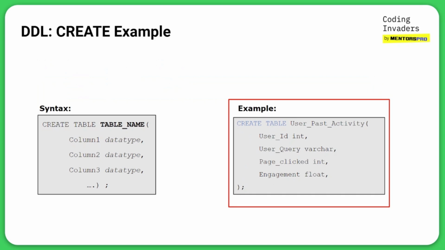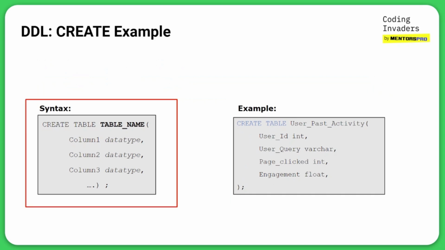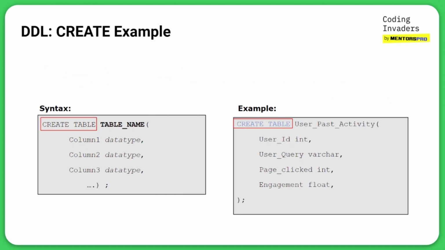Here we have an example to create a table, and on the left we have the syntax which we have just seen. Create table is the statement which will help us to create the table. In our example, the table name is user past activity. This is one of the tables from our search engine example which you have seen in the previous videos. Now, after entering the table name, we need to open the bracket, and inside the bracket we need to write the column names and their data types.